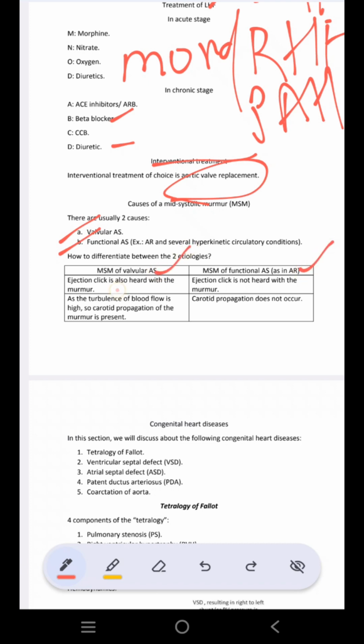So the question in Viva is, what are the differences of the mid-systolic murmur that you hear in case of AS and AR? In case of AS, there is ejection click as well. But in case of AR, there is no ejection click. And the second point of difference is that the turbulence of blood flow is very high in case of AS. So carotid propagation will be there. But there is no carotid propagation in case of AR. That means if you put a stethoscope in case of AS, you hear the same mid-systolic murmur in the aortic area and the carotid area.